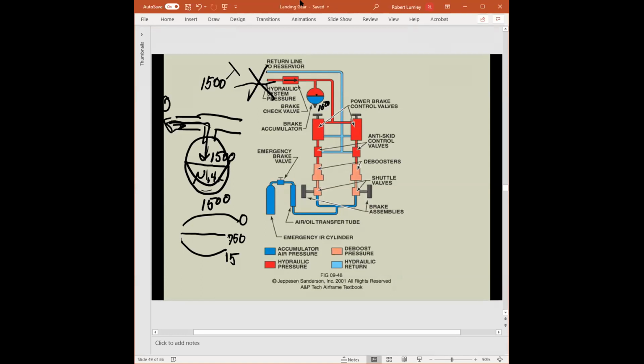So we have the check valve, then the accumulator. The check valve is to prevent the accumulator sending fluid back to the hydraulic system. Now, it goes to the accumulator, and then we go to what's called the power brake valves. The power brake valves is what the pilots are controlling with the toe brakes, okay? And that directs the fluid then to what's called the anti-skid control valves.